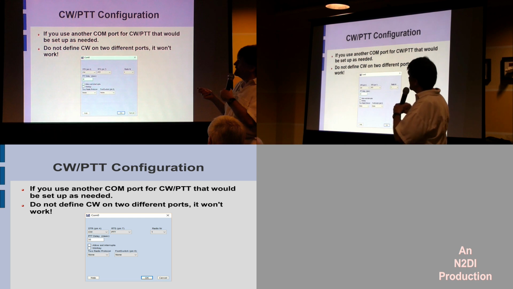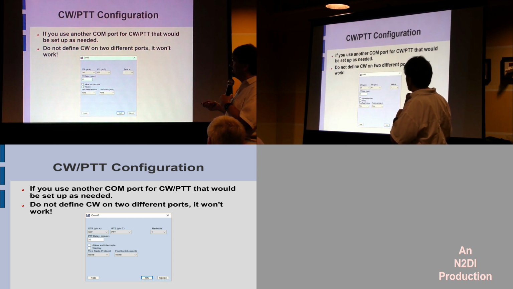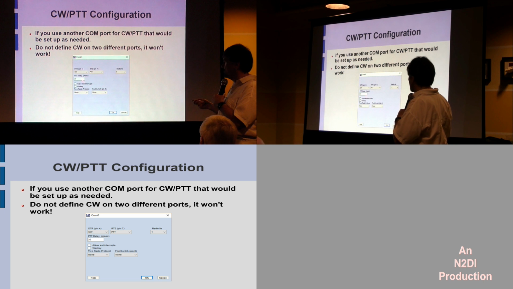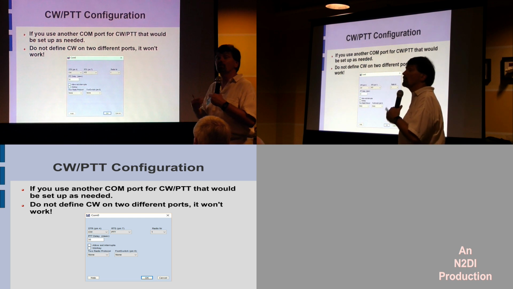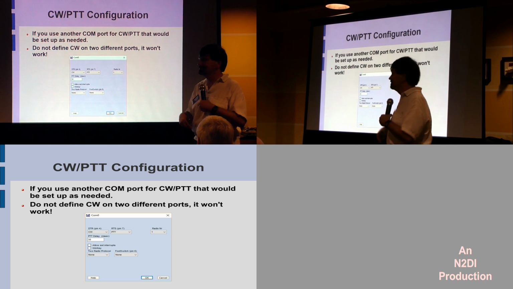Okay, as I said, if you use another COM port for CW, PTT, that can be set up as needed. Really similar screen, but as you can see, CW, PTT can be set up there if you really want it on a separate port, or if your radio needs the DTR or the RTS pins. Older Kenwoods do.